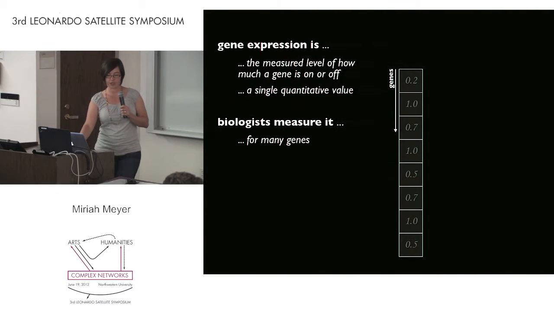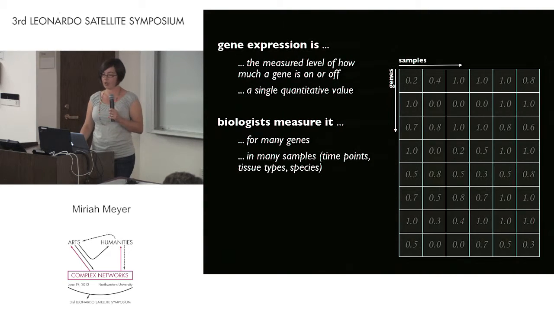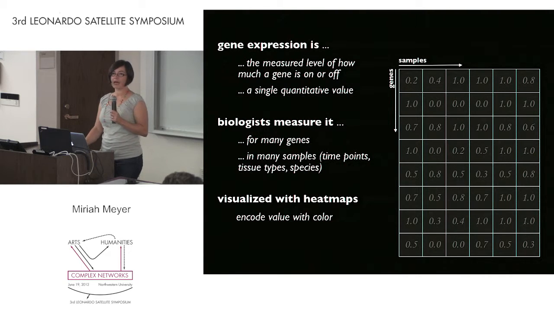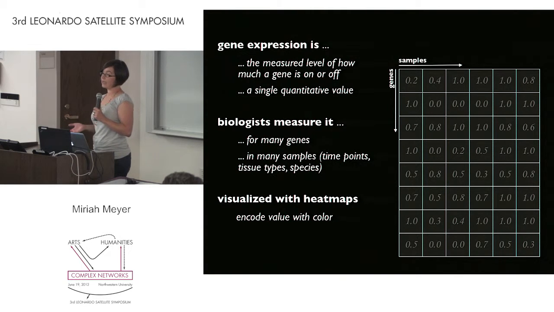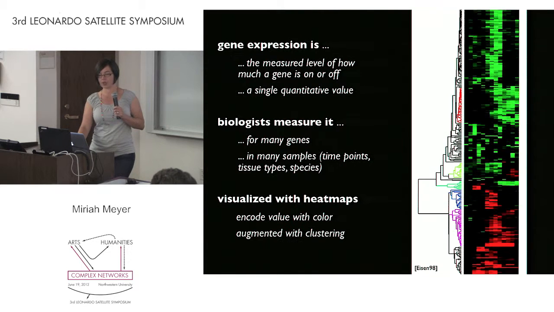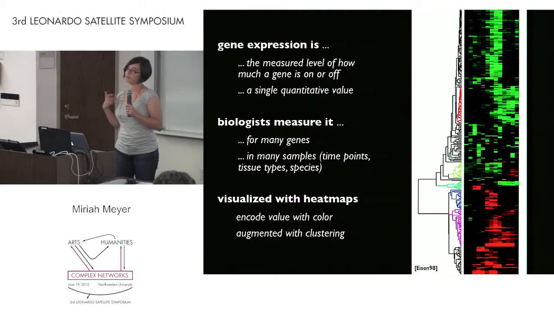Biologists tend to measure it for many different genes and in many different samples, where these samples can be different tissue types, different experiments, and so on. Now, in biology, this kind of data is nearly universally visualized using a heat map encoding, where you basically encode each value in this table with a color. And these heat maps are most often augmented with clustering algorithms to try to pull out trends and patterns in the data.